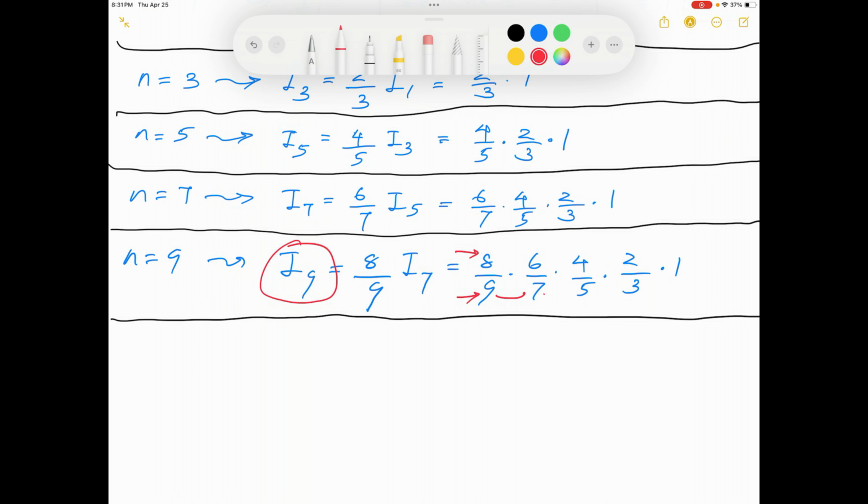Now we can pay attention to the sequence in the bottom. 9 to 7 to 5 to 3. That means 9 minus 2 is equal to 7, 7 minus 2 is equal to 5, 5 minus 2 is equal to 3. On top also we can see the same thing. 8 minus 2 is equal to 6, 6 minus 2 is equal to 4, 4 minus 2 is equal to 2. And finally I have 1.